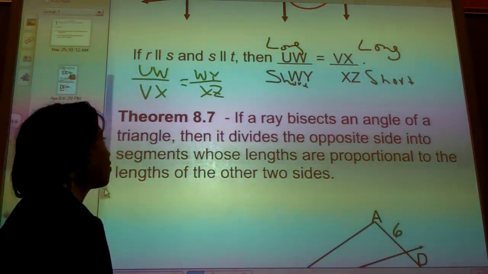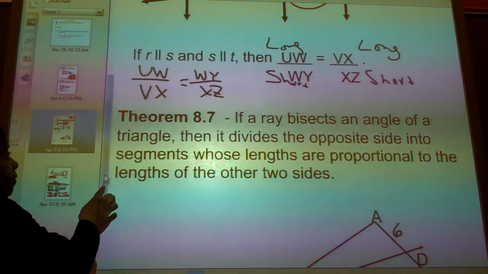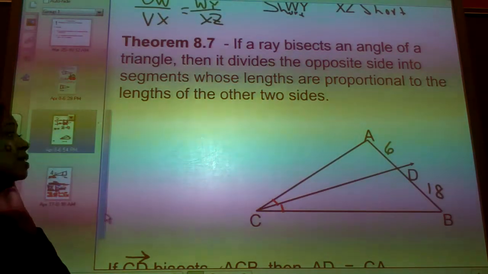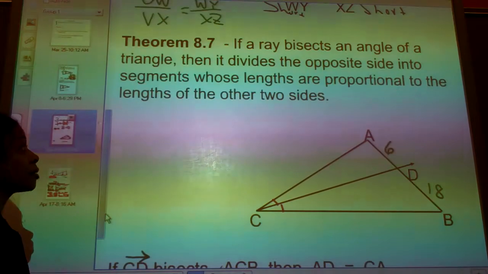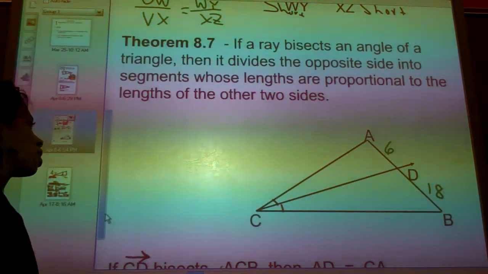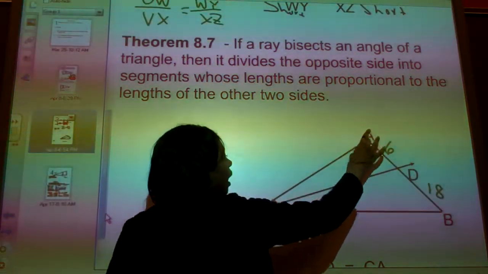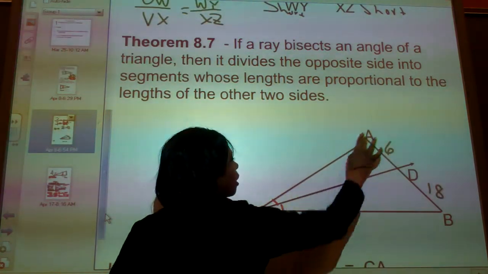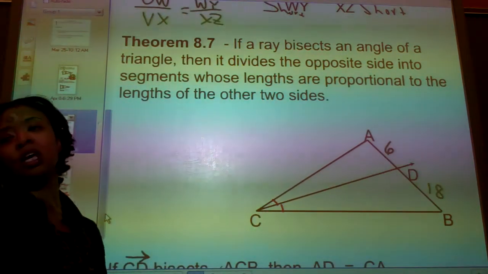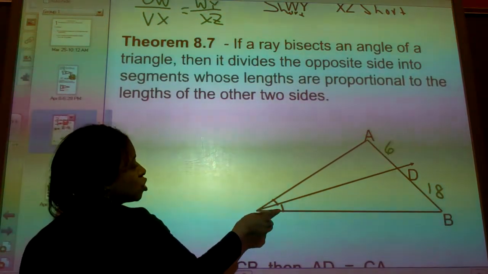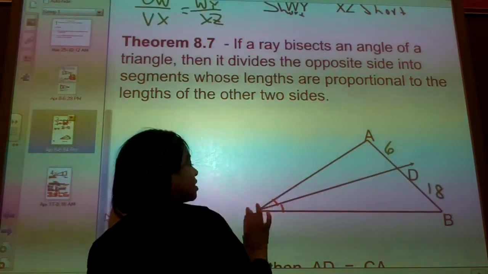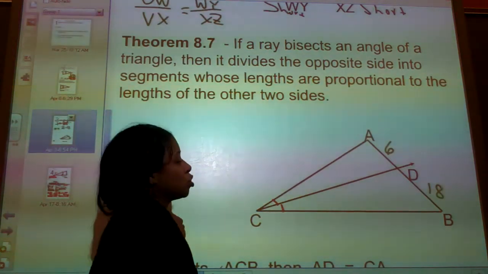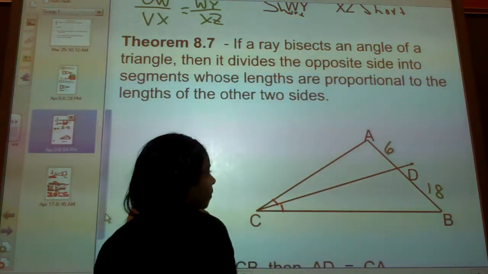Theorem 8-7 is talking about a ray. And if a ray bisects an angle of a triangle, then it divides the opposite side into segments whose lengths are proportional to the lengths of the other two sides. So here we have triangle ABC. I know that angle C is bisected because I see I have two congruent angle measures. Angle ACD is congruent to BCD.